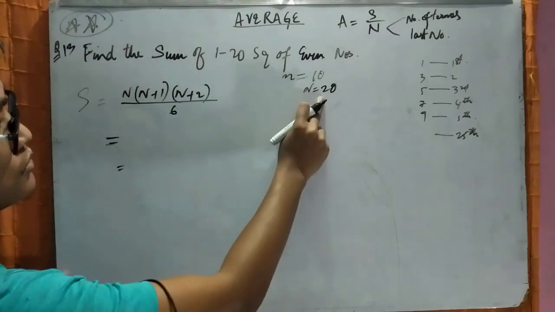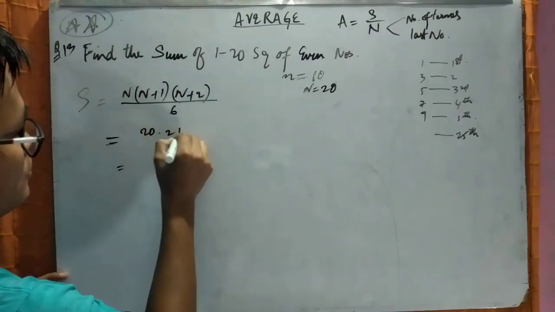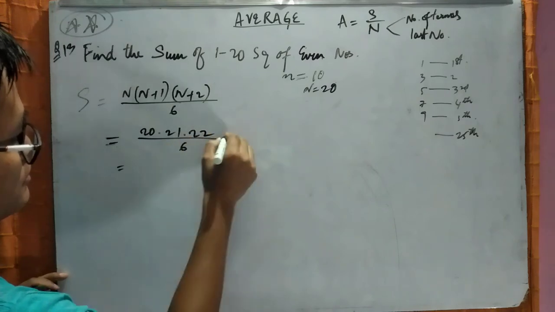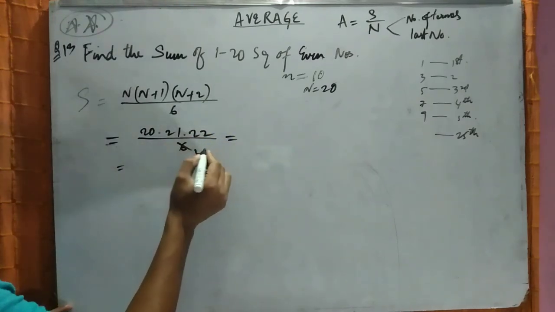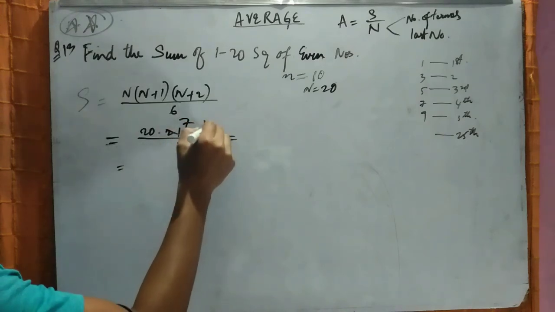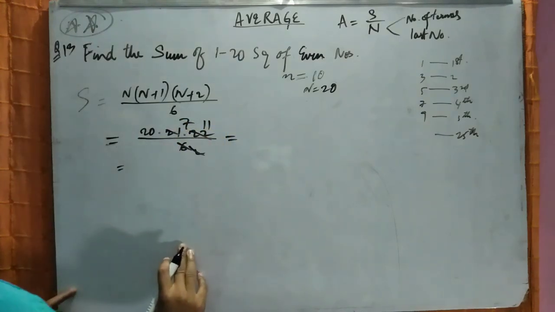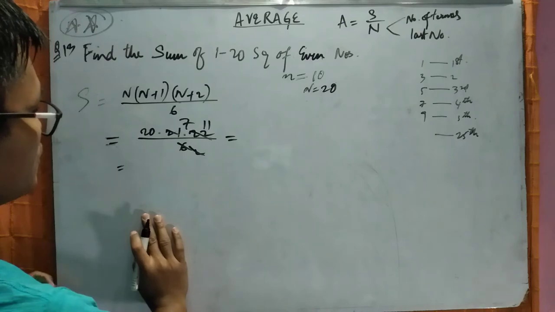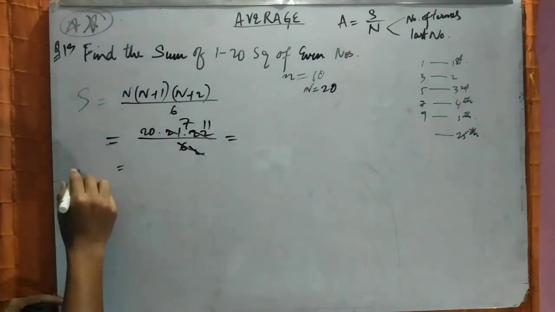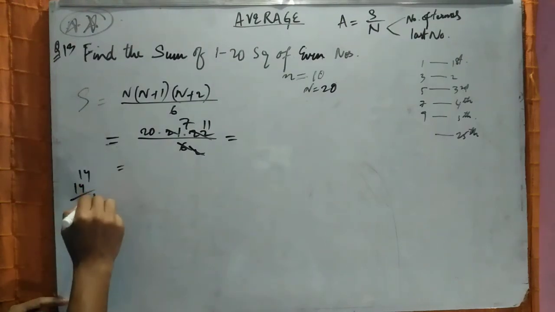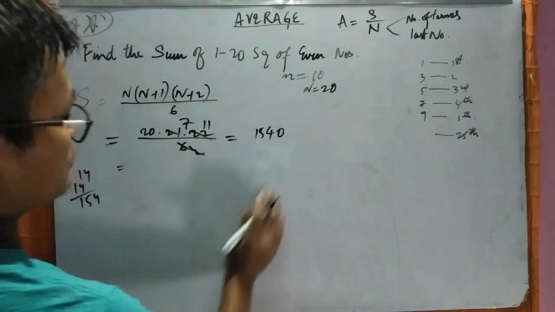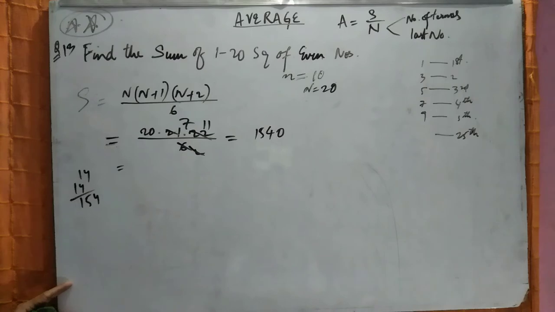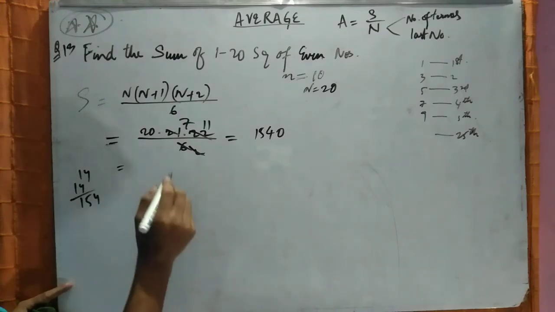20, 21, 22 divided by 6. 6 into 3 is... 7 into 3 is 21, 2 into 11 is 22, giving 1540. The sum is 1540, and now the average.